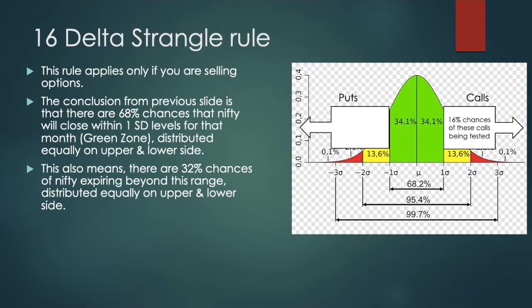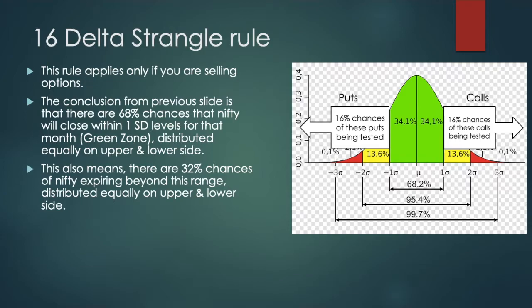Otherwise, there is a high probability, 84% probability, that these calls will not be tested as per the probability rule. In the same fashion, there is only a 16% chance that puts below one standard deviation level will be tested. Otherwise, there is an 84% probability Nifty will not touch these levels. So I hope this is clear till now, because it is a very, very, very important concept.